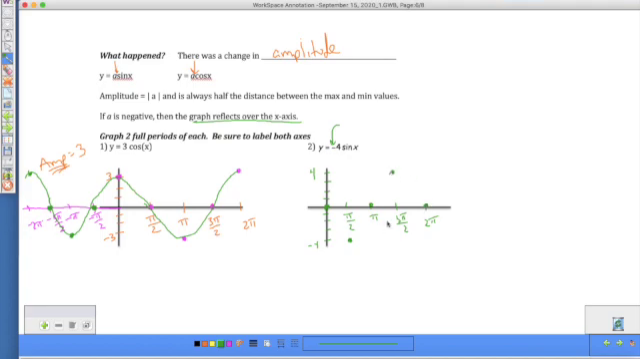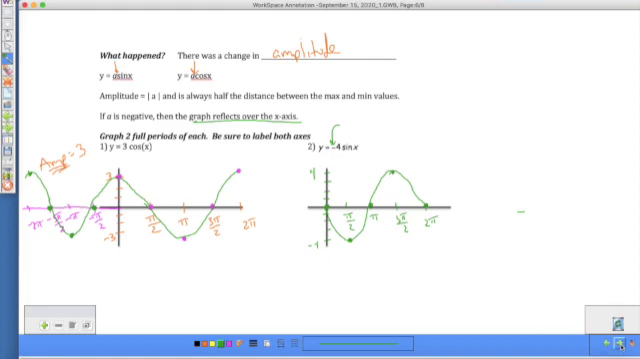So we have our 5 points there, starting and finishing in the same place. Play connect the dots. You guys can graph a second period on your own to make sure you're comfortable with it. It'll go all the way out to 4 pi if you want, or it can go back to negative 2 pi in that direction. So the number out in front affects our amplitude.